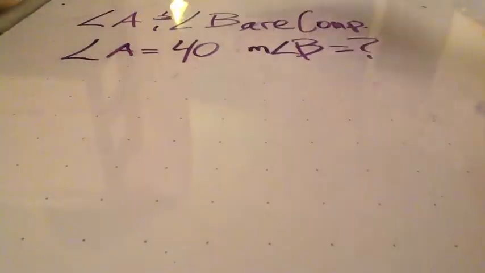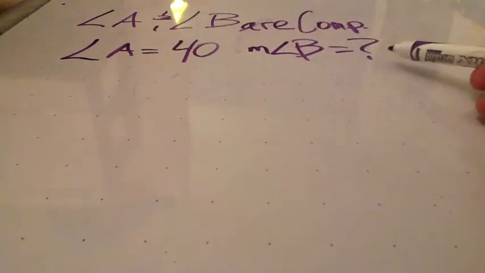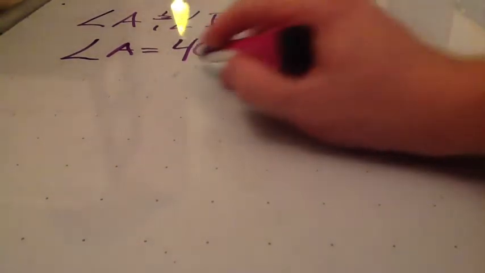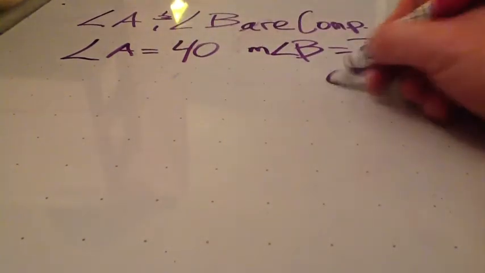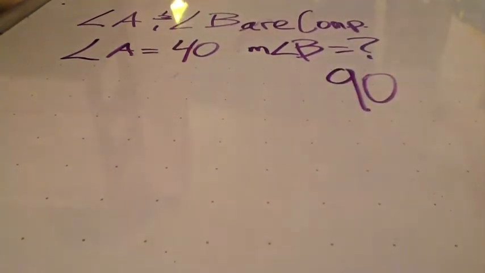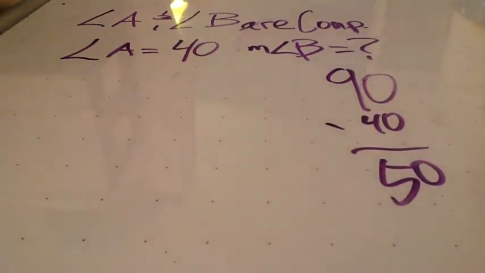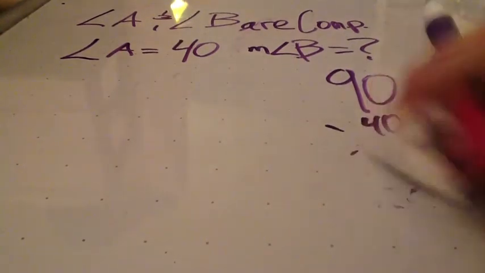Alright, so here it says that angles A and B are complementary. A is 40, B is unknown. So the typical assumption most students will make is, well, we know complementary means 90, and they'll dive right in and subtract off that 40 and get an answer. And that works. The problem is it's still getting away from where these problems could get hard.